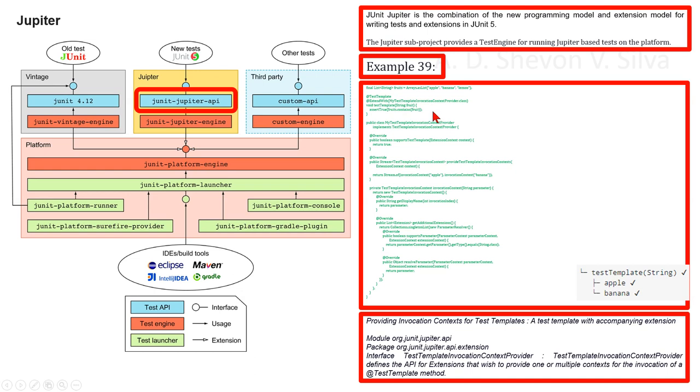A test template method can only be executed when at least one TestTemplateInvocationContextProvider is registered. Each such provider is responsible for providing a stream of TestTemplateInvocationContext instances. Each context may specify a custom display name and a list of additional extensions that will only be used for the next invocation of a test template method.